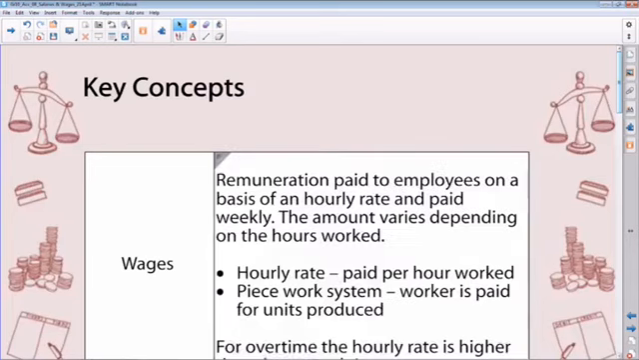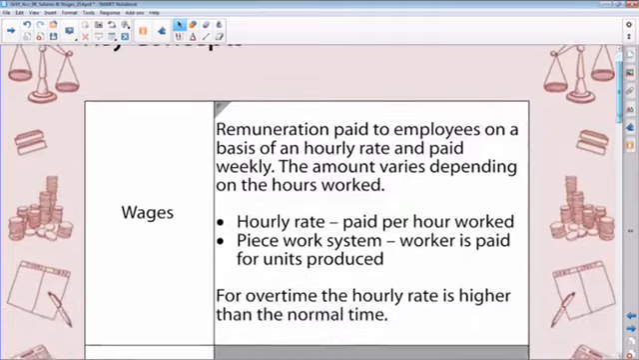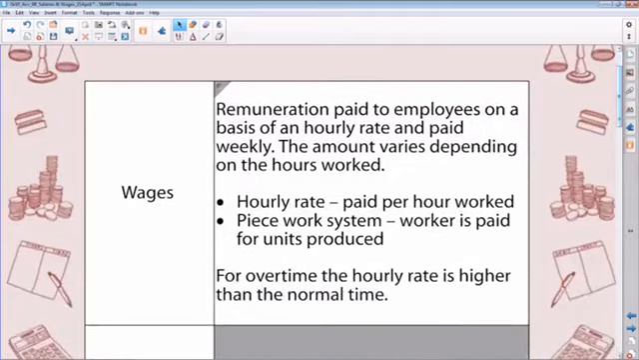Your wages is your remuneration paid to employees on the basis of an hourly rate or paid weekly. So the amount varies depending on the hours worked. So we are going to pay them per hour, or we're going to say we're going to pay you per unit. Every unit you completed, we'll pay you.